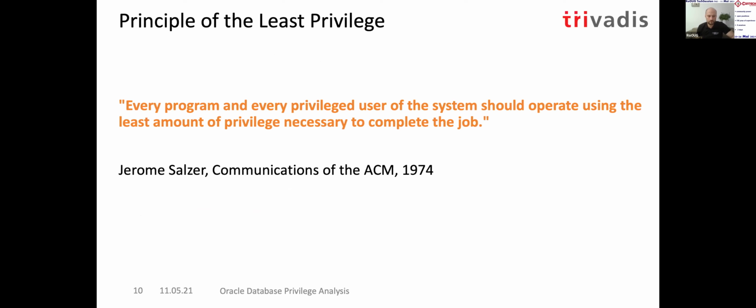But how can we find out which privileges are really needed? Think about some PL/SQL code, perhaps wrapped code, doing some secret stuff, and you cannot find out which privileges are needed because you cannot see the code. And this is where privilege analysis kicks in.